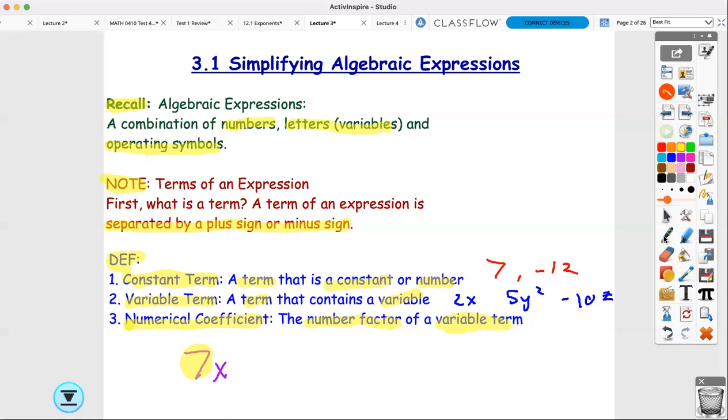Another example of numerical coefficient is 5a. The coefficient of that is 5. Numerical coefficient is just a fancy way of saying the number next to a letter.